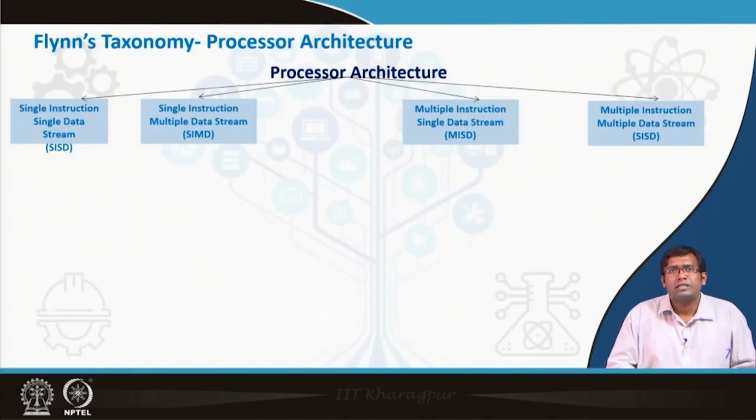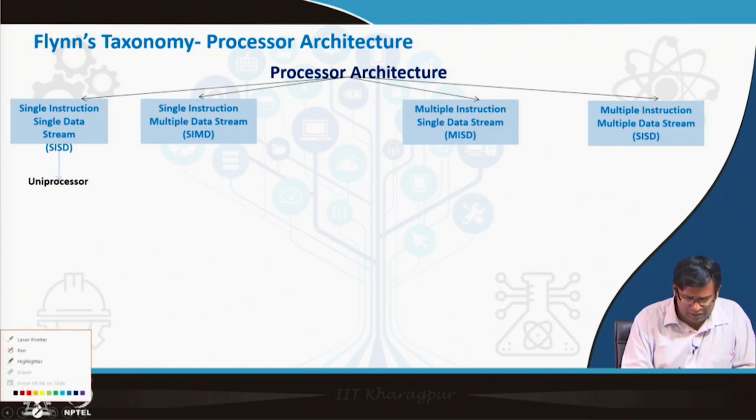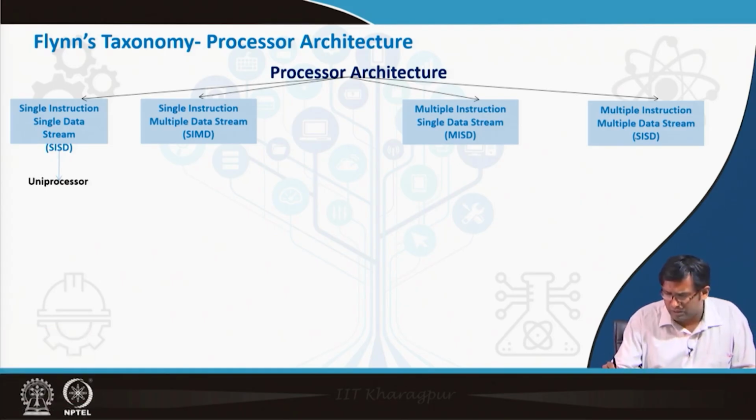So as per Flynn's taxonomy, we have seen processor architecture can be classified in 4 classes: single instruction single data stream, SISD, which is a sequential computer. We will not discuss it much further because we are trying to get higher performance, which we will of course not get in a single instruction single data stream computer. Single instruction multiple data stream or SIMD, multiple instruction single data stream or MISD, and multiple instruction multiple data stream, sorry, this will be MIMD. Sorry, there should be some changes here. This will be MIMD, wrongly written as SISD. This should be MIMD.